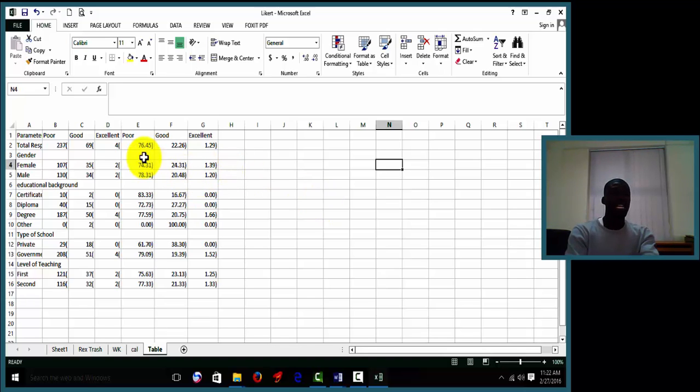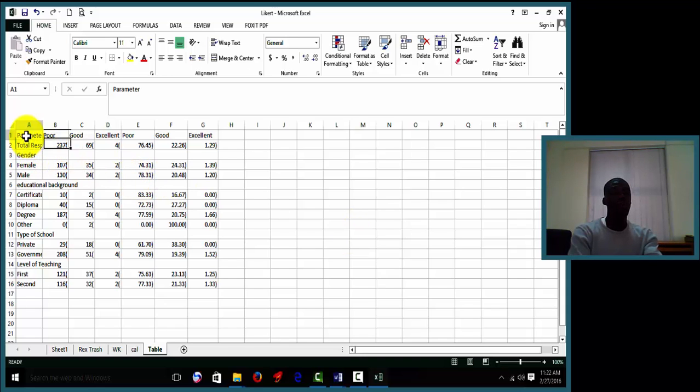But look at what happens. When I select one, when you come to the activity listing, you realize it still doesn't recognize the formatting. Even though you can see it here at 76 point 0.45, it doesn't recognize it when you put the cursor on it. So we have to find a way to let Excel recognize the formatting that we have done.